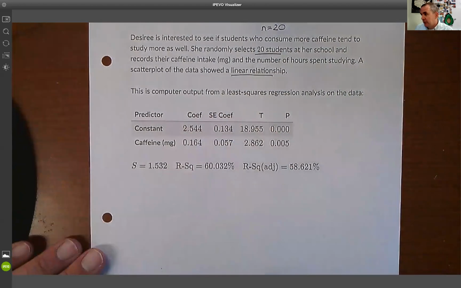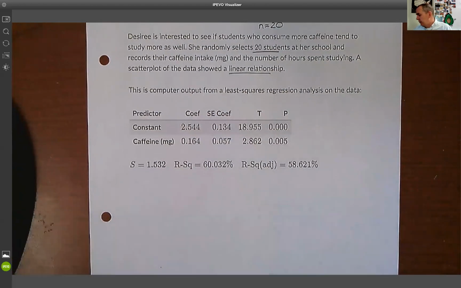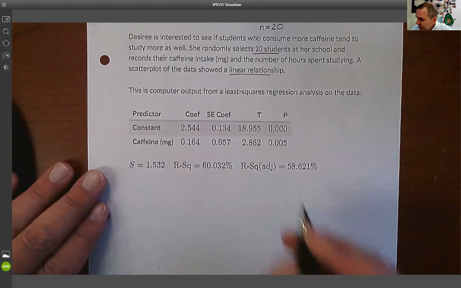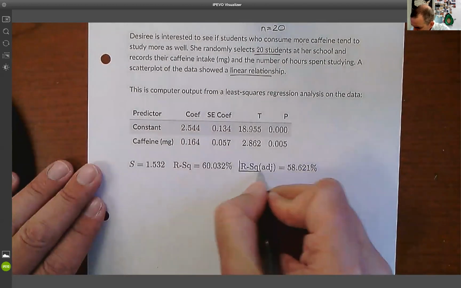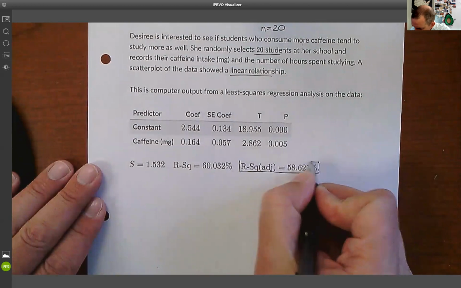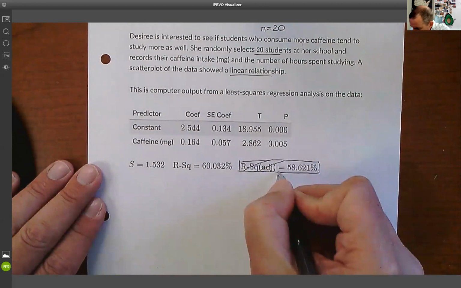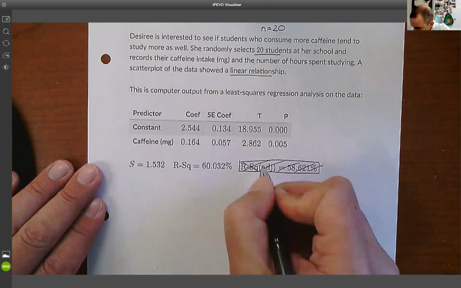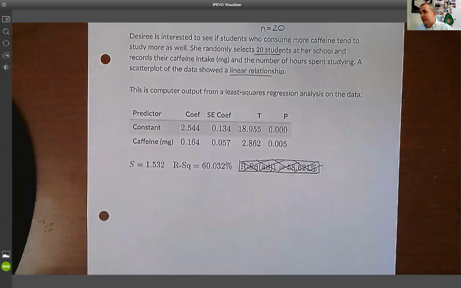So here's the output. Again, let's go over the stuff that we know from before. The first thing I need you to do is, anytime we see this number right here, R squared adjusted, we are never, ever going to use that as an answer. I can guarantee you 100% that that's not an answer. So please just cross it off so you don't accidentally use it.